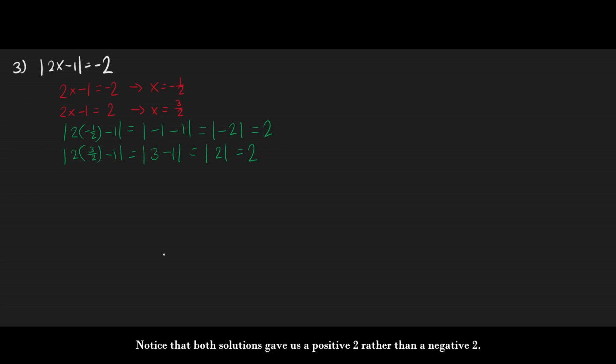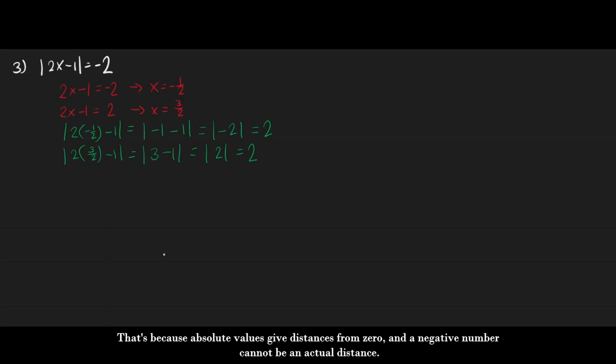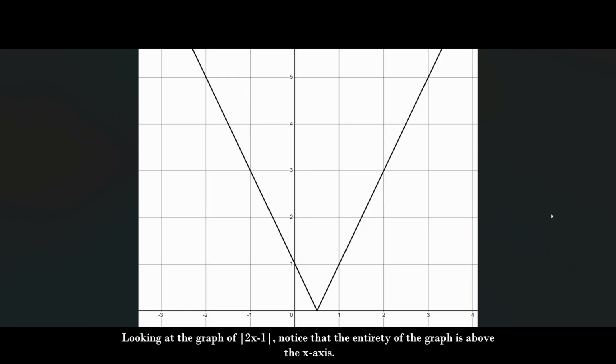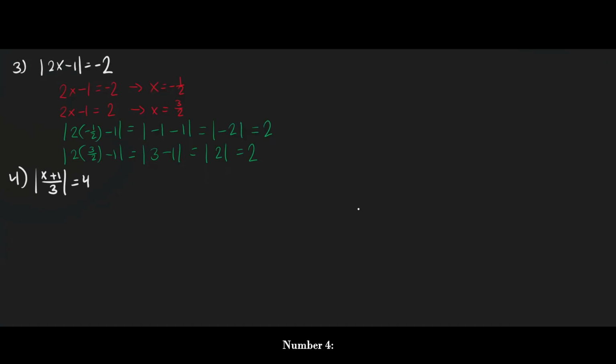Notice that both solutions gave us a positive 2 rather than a negative 2. That's because absolute values give distances from 0, and a negative number cannot be an actual distance. We can see visually why this is so. Looking at the graph of the absolute value of 2x minus 1, notice that the entirety of the graph is above the x-axis.